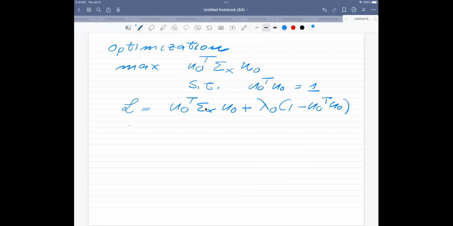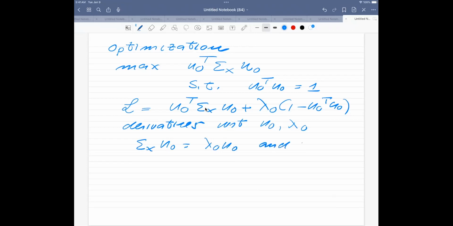So what it means, when you take the derivatives with respect to u0 and lambda 0 and put these to 0, is that you get two equations. One: sigma x of u0 is given by lambda 0 u0. So that's an eigenvalue problem. And then the other one, when you take the derivative with respect to lambda 0, you simply have u0 transpose u0 equal to 1.